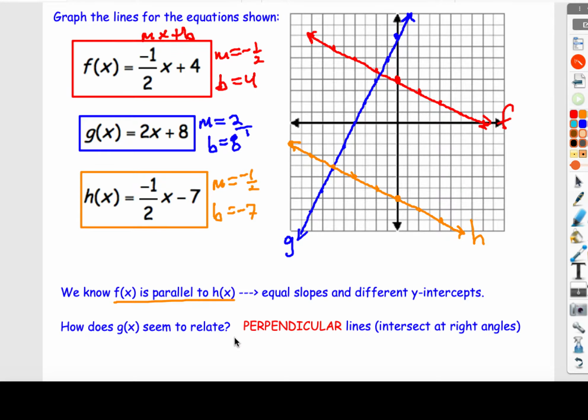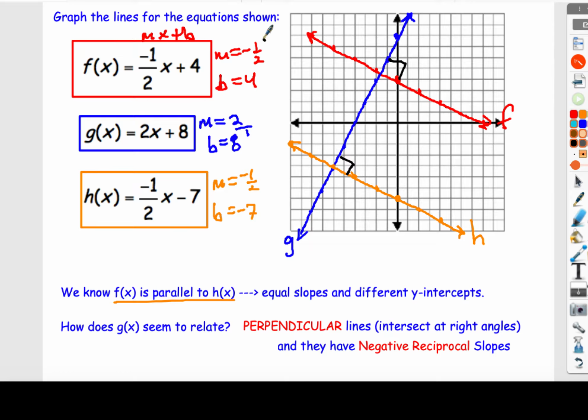Well, that's why these are called perpendicular lines. The technical definition of a perpendicular line is that not only are they traveling in different directions, they're also traveling in perfectly right angles. You can always talk to your teacher about the geometry behind that, of it being exactly a right-angled line, and how we could prove that. But algebraically, the big thing we want to notice is that perpendicular lines have negative reciprocal slopes.